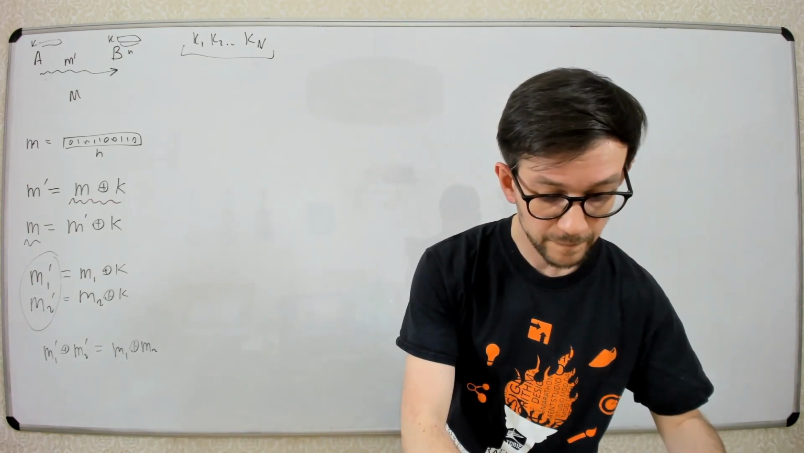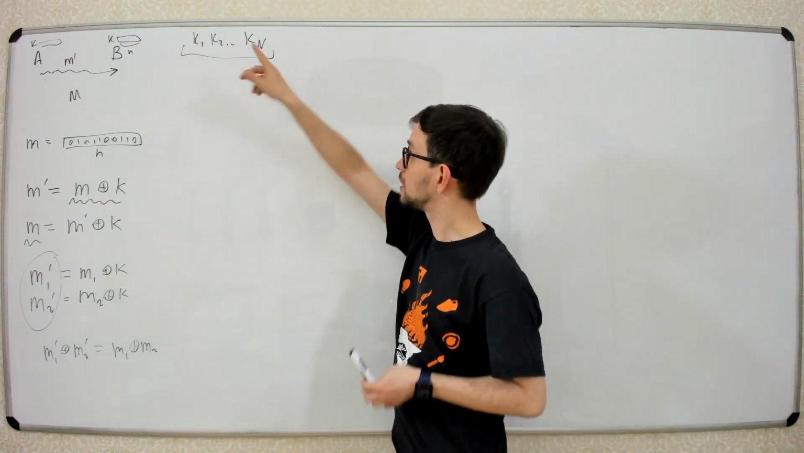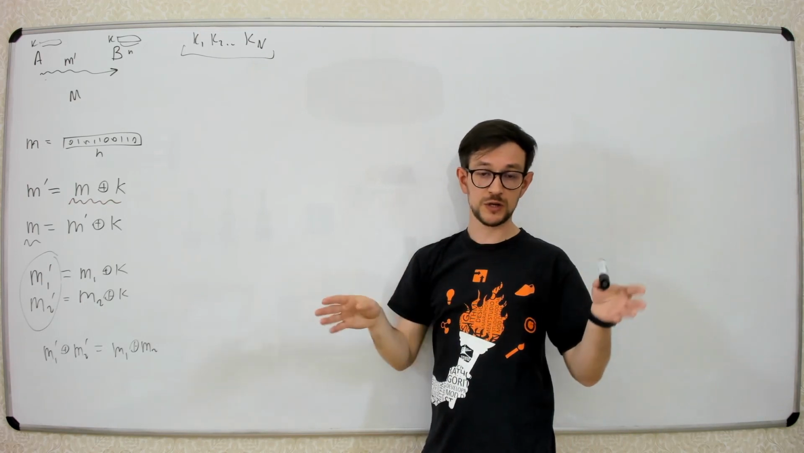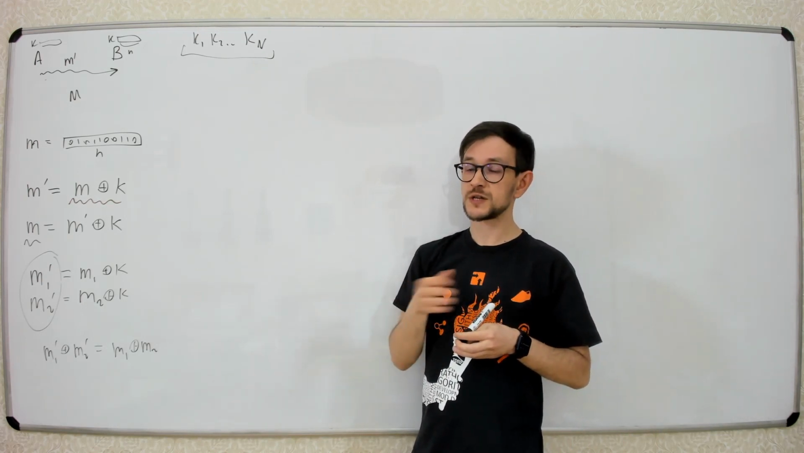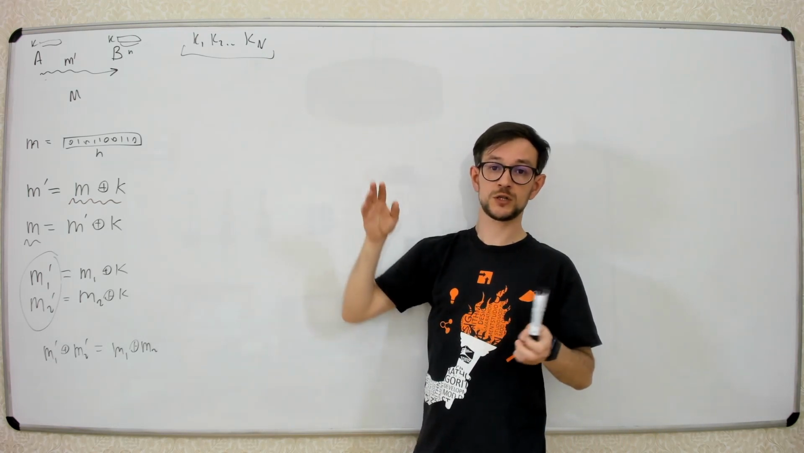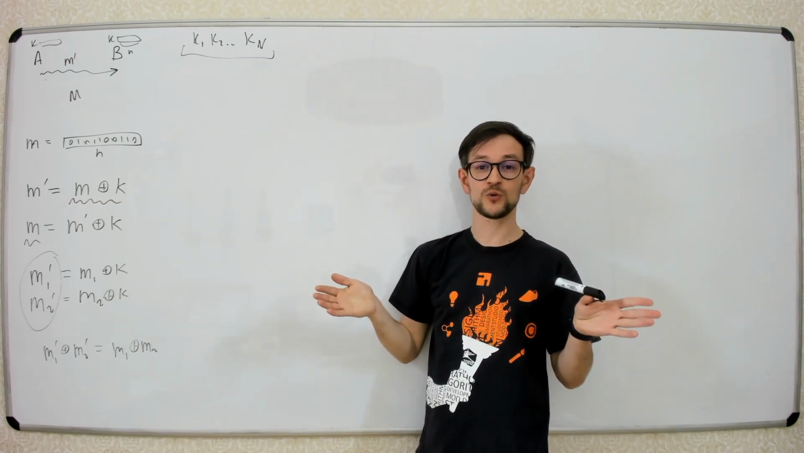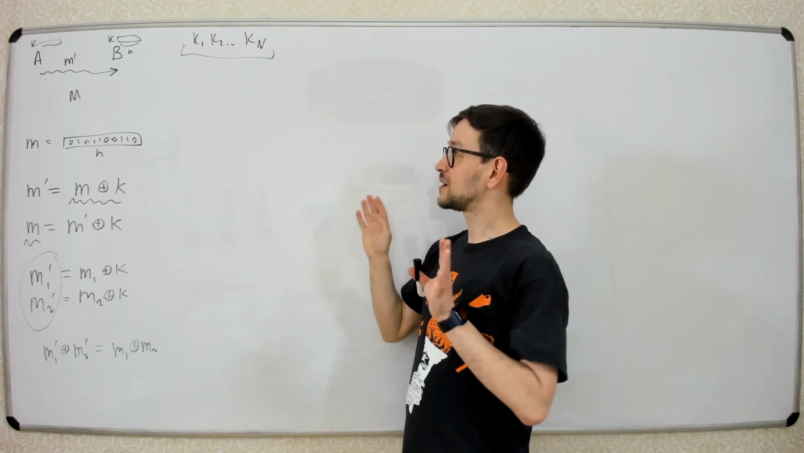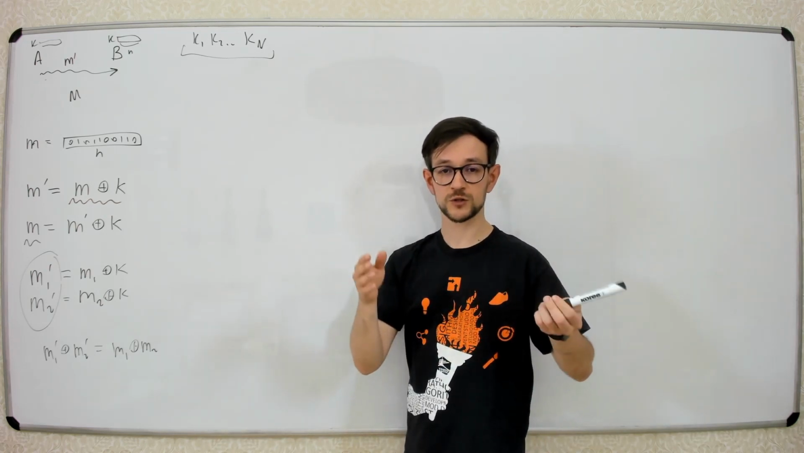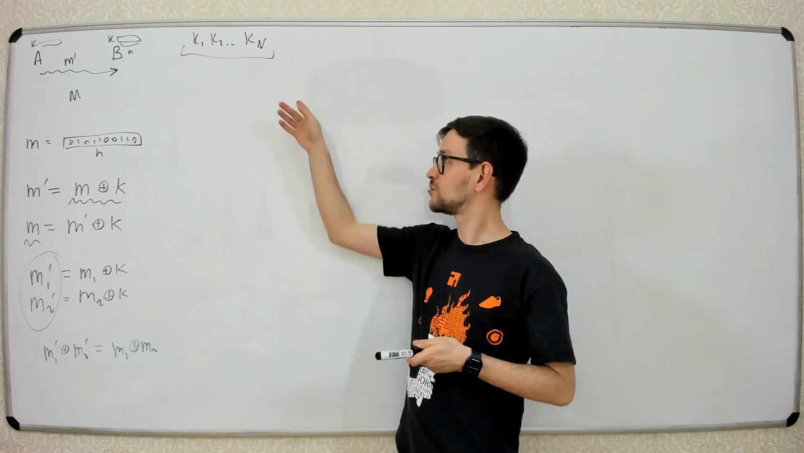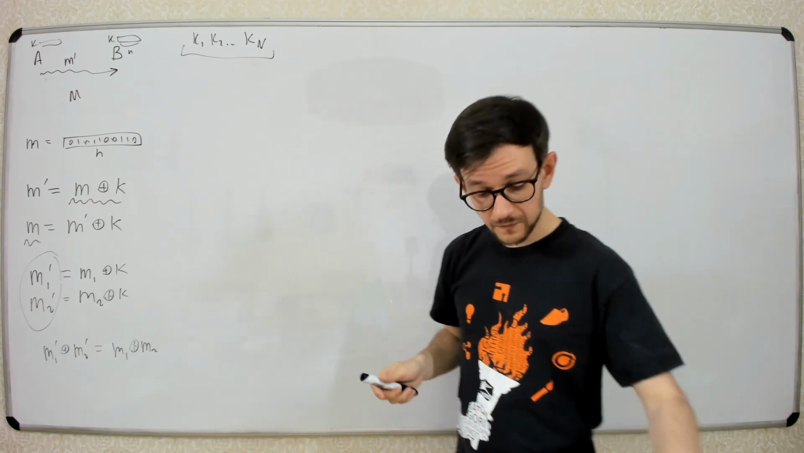What's the problem? The problem is this set of keys is still a finite set of keys. So you can send the messages, but when you run out of keys, you can't do anything. So this is still not a permanent solution, right? It's a temporary solution. You can do it until you run out of keys.